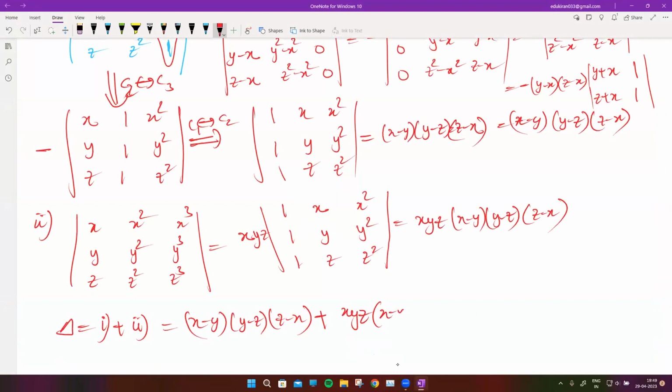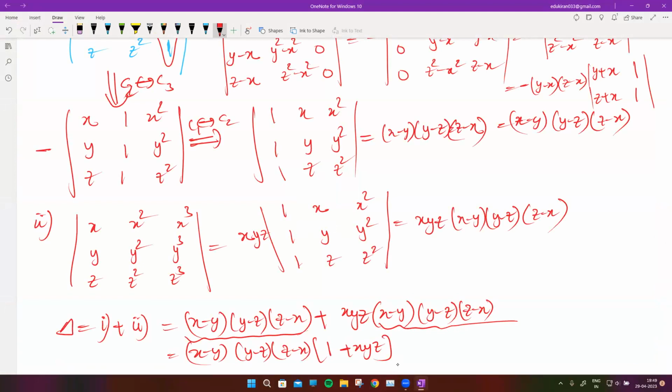Plus xyz, x minus y, y minus z, and z minus x. From which you can take x minus y, y minus z, z minus x common, then you are left with 1 plus x plus y, x, y, z. If you take this whole common from both the parts, you are left with 1 here, and you are left with xyz here. So this whole delta can be written like this.